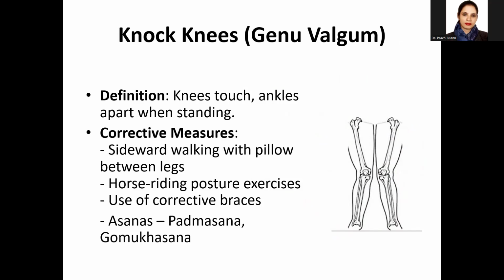Knock knees, also known as genu valgum, is a knee misalignment that turns the knee inwards. As a result, both knees touch or knock against each other in a normal standing posture, as shown in the figure. It is generally noticed in early childhood. It usually corrects itself naturally by the time children are 7 to 8 years old, but in some cases it continues till adolescence.